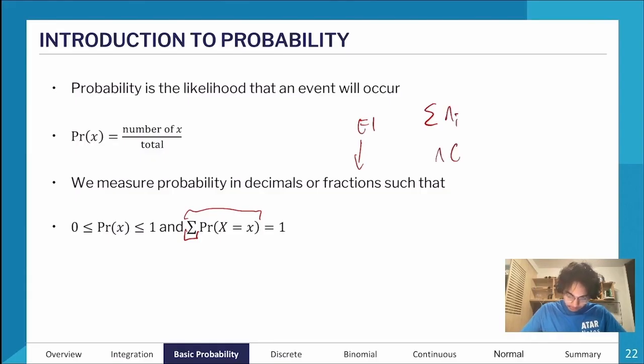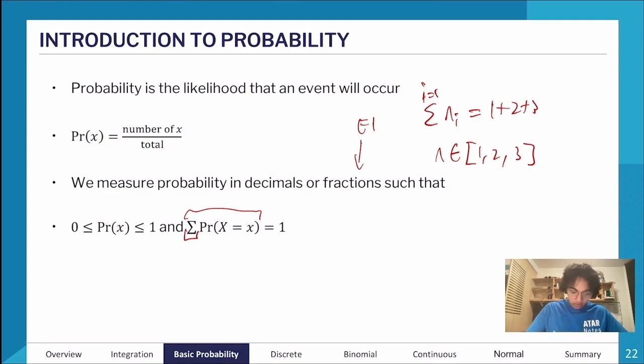So maybe the sum of n_i, where i is equal to 1, and n is a set of 1, 2, and 3. The notation's not entirely correct, but hopefully this will help you get the gist of it. You're just doing 1 plus 2 plus 3, right? You're just summing all the probabilities up, or summing all the values in that set.